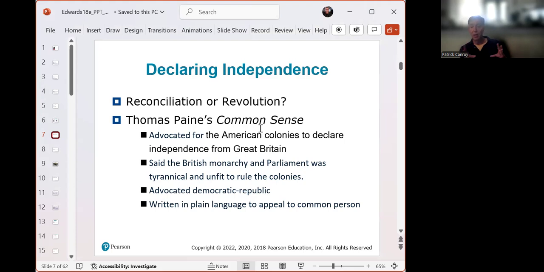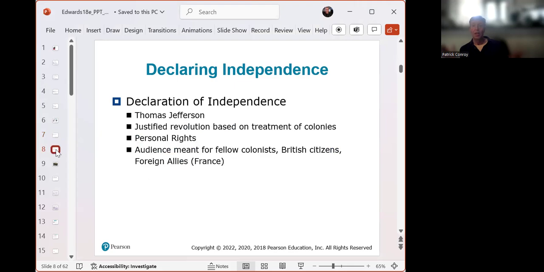He said the British monarchy and Parliament were tyrannical and unfit to rule the colonies. He advocated a democratic republic, and it was written in plain language to appeal to common people. A lot of the writers at this time were very flowery in their language. This was written in plain language, with lots of biblical references, and it took off like wildfire. So there's a lot of sentiment because of Thomas Paine to declare independence.